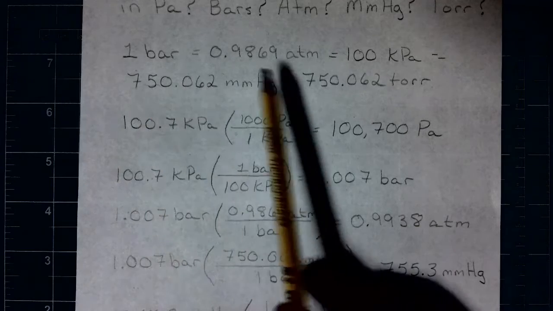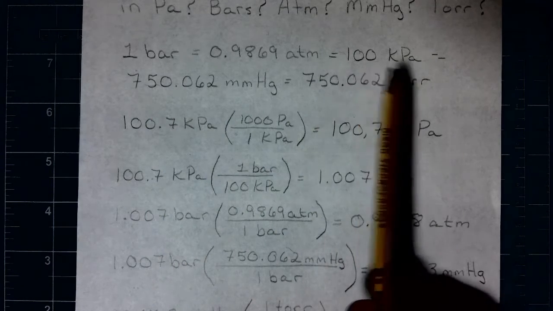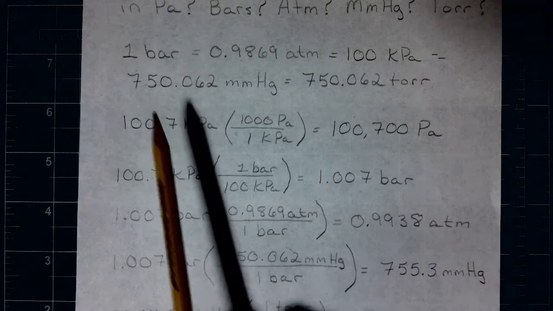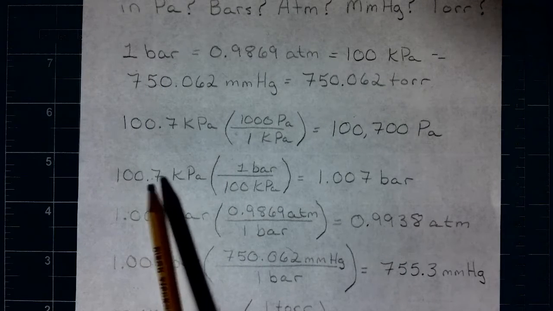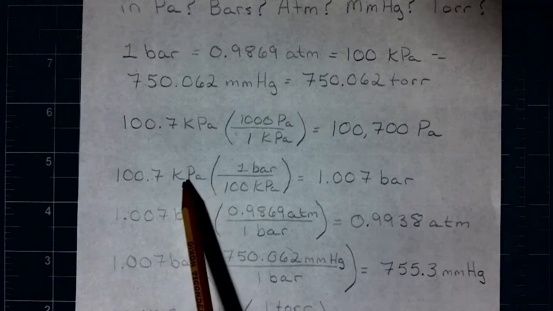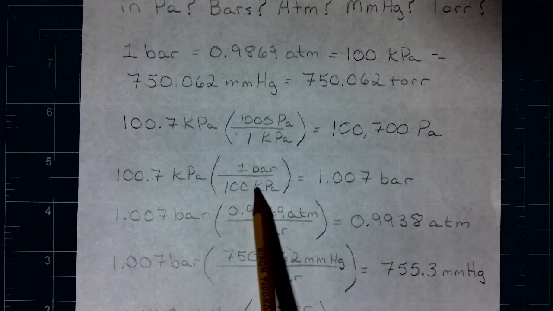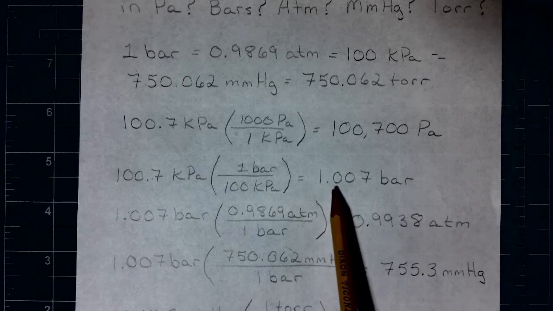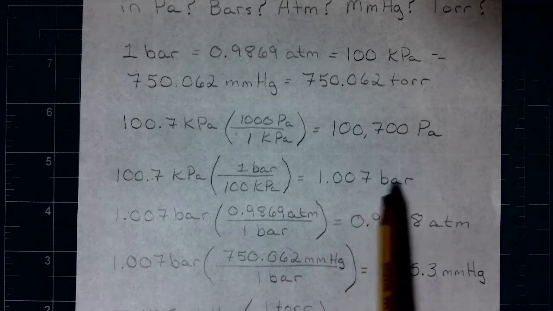Up here, we see that for every 100 kilopascals, that's 1 bar. We have 100.7 kilopascals, and we set up our conversion factor to cancel the kilopascals. And we see that is 1.007 bar.